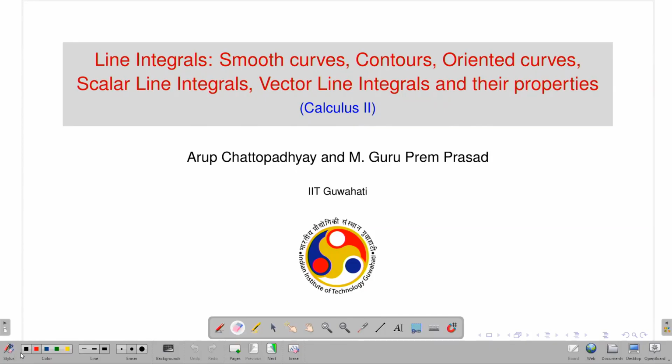So, in this lecture, and of course the coming one or two lectures including today's lecture, I want to talk about line integrals, the concept of line integrals. For that I need to define what I mean by smooth curves, contours and oriented curves. Then I will talk about the notions of scalar line integral and then vector line integral and a couple of properties.